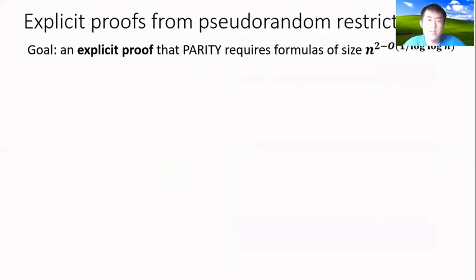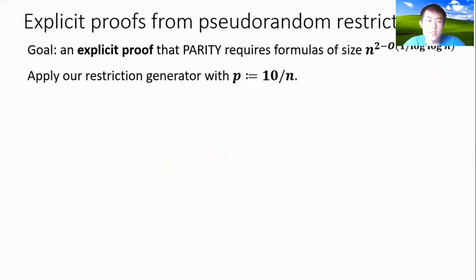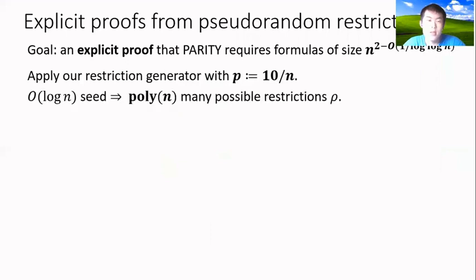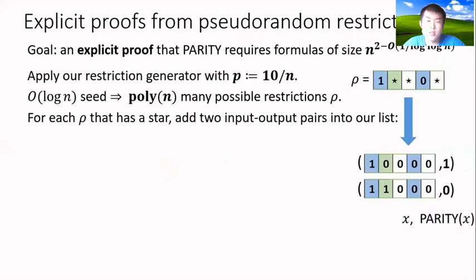We'll show an explicit proof of the parity lower bound against slightly subquadratic size formulas. Let's first apply our restriction generator with parameter p set to 10 over n. Our restriction has log n seeds, so there are only poly n many possible restrictions printed by our generator. Now, for each of these restrictions, we add two input-output pairs into our list. We first pick an arbitrary coordinate that contains a star, and in one of these two strings, we set it to 0, and in the other string, we set it to 1. And for all the remaining stars, we set them to zeros. So we get two strings which differ by only one coordinate. So they have different parities.